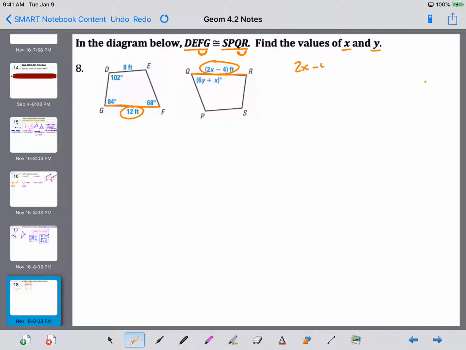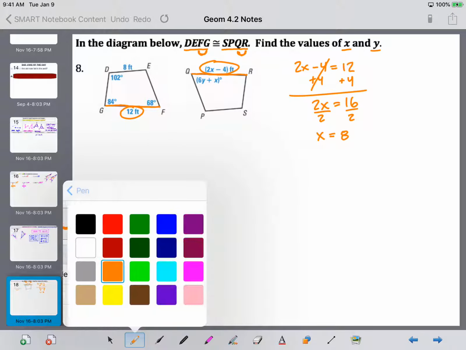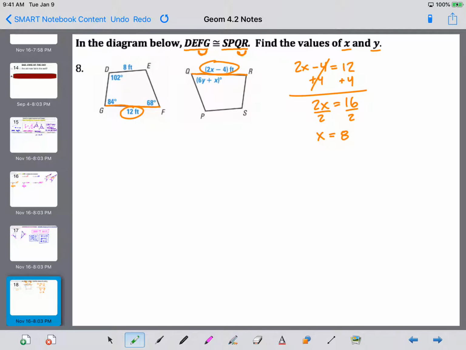We can solve that. Add that 4 on over. These cancel. We end up with 2x equals 16. And if you divide by 2, x is 8. Okay, let's switch colors here so we can differentiate. So now that we have x, we can plug it in here.